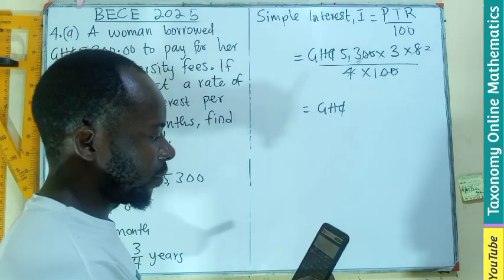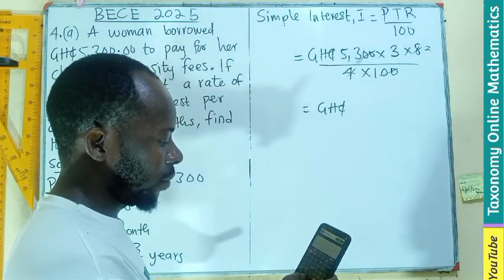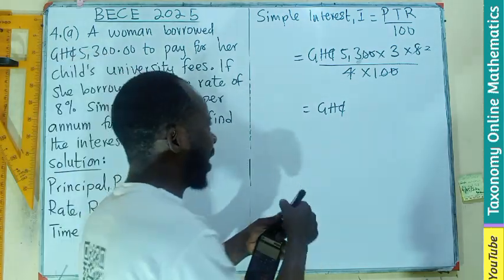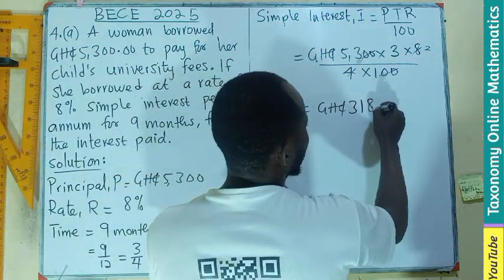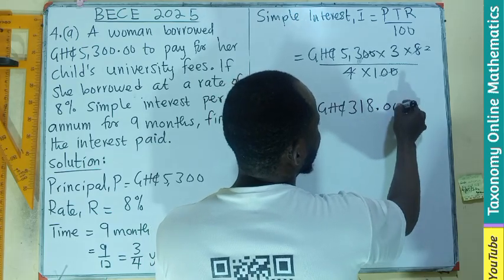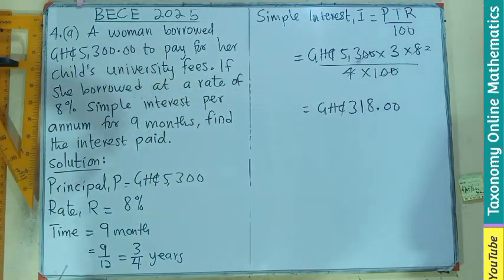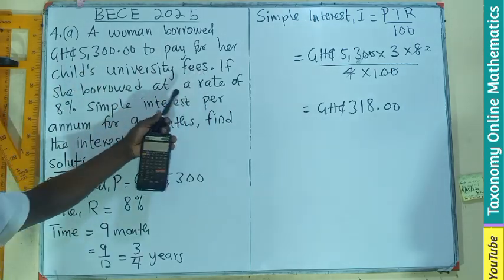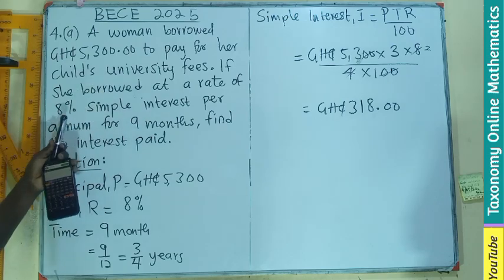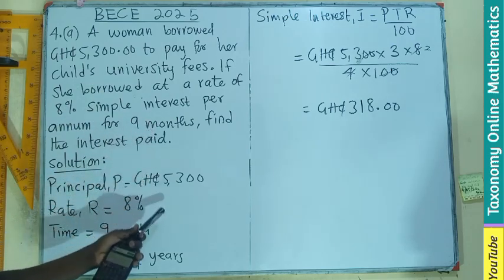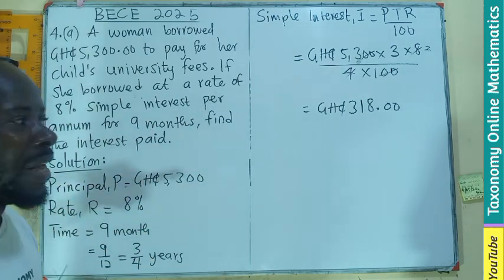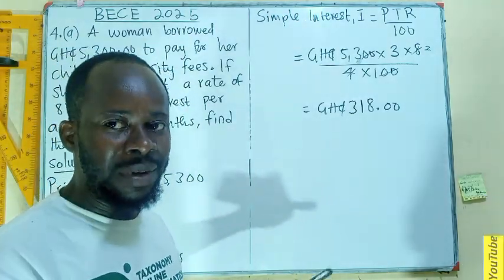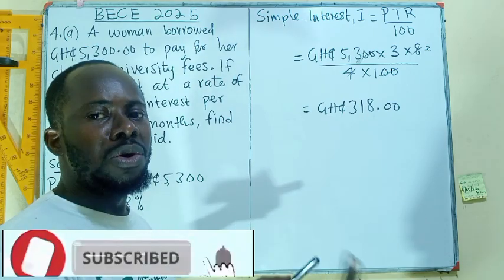And 6 times 53 will be giving us 318 Ghana cedis, meaning the interest that the woman will be paying on the amount 5,300 at this rate in 9 months is going to be 318 Ghana cedis. I believe you understood. The concept is just the same, just that the time must be in years, not in months.